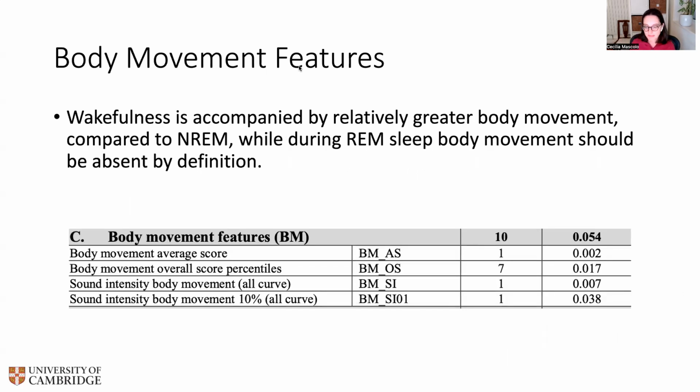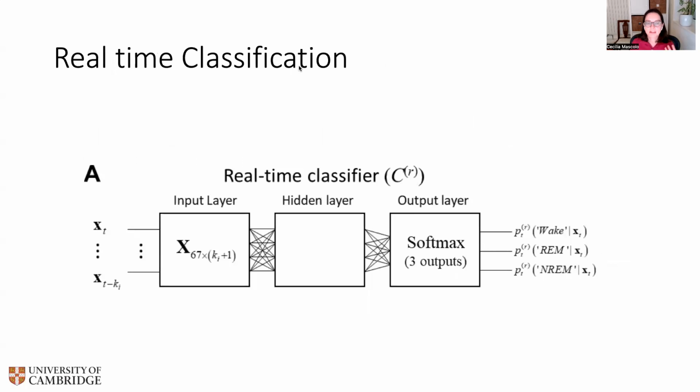And then other features are body movement features that are highlighted on the percentile, and here is a description of them. So here, all these features are then inputted into a fully connected deep neural network. And then there is a softmax layer that gives the probability for the three different phases.